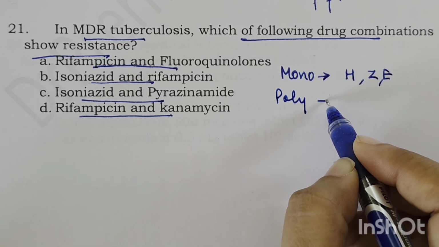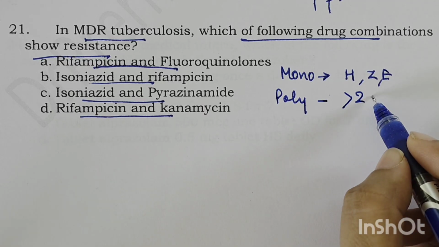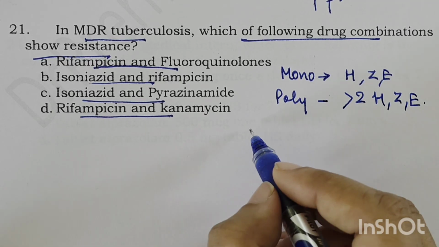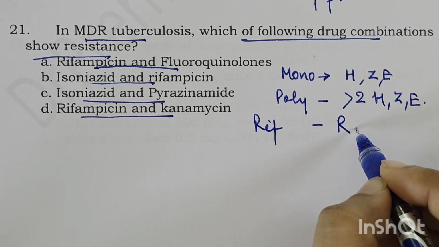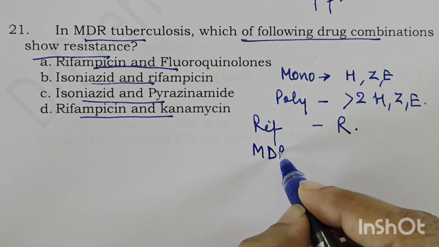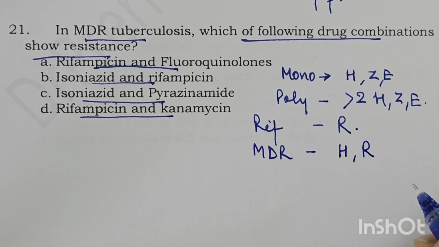If it is a polydrug resistance, then it is usually 2 or more than 2 drugs amongst H, Z or E. Now rifampicin resistance is basically resistance to rifampicin. Multi-drug resistance, what is MDR? MDR is when there is resistance to isoniazid and rifampicin.